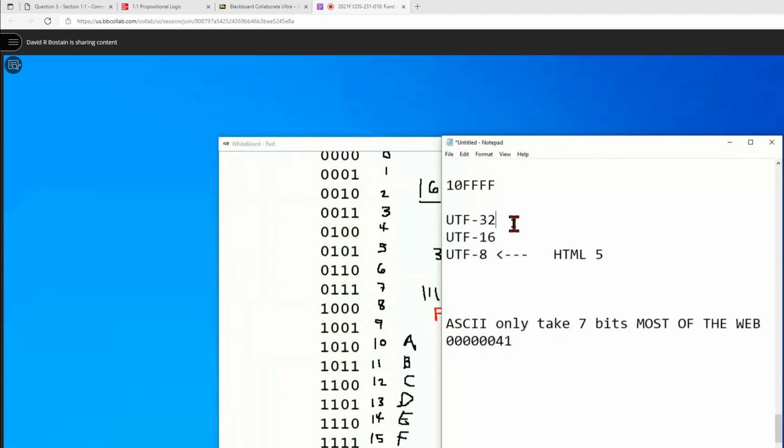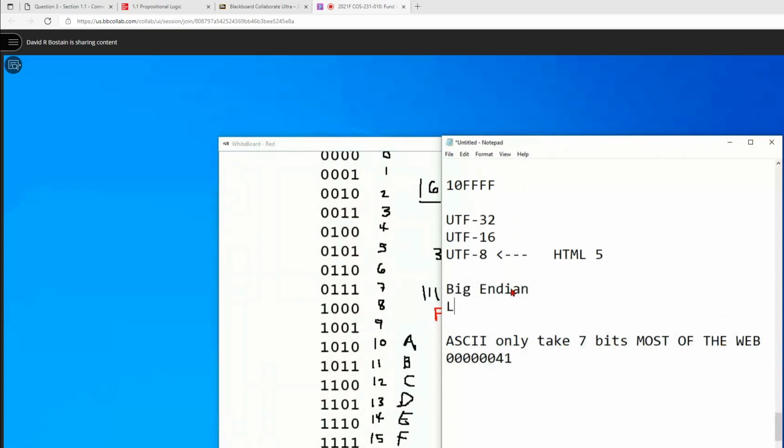Now there's a secondary problem with UTF-32. I guess you don't have to take the other class to see it clearly. But there's two ways of encoding the bits anytime you're working on a machine. Machines have two architectures. One is called Big Endian, and the other is called Little Endian. Now, they don't have anything to do with indigenous people.